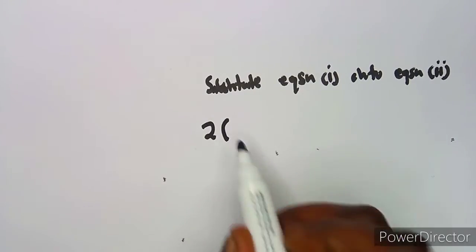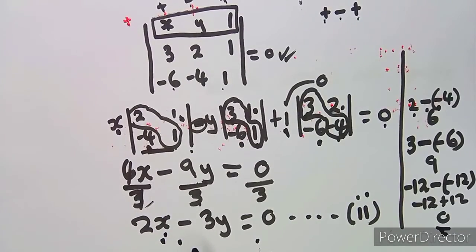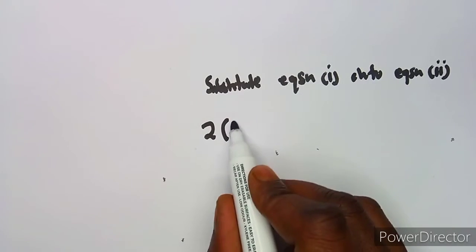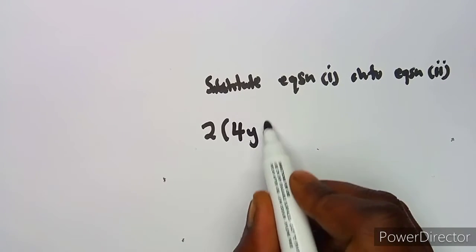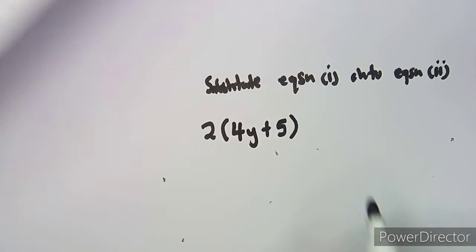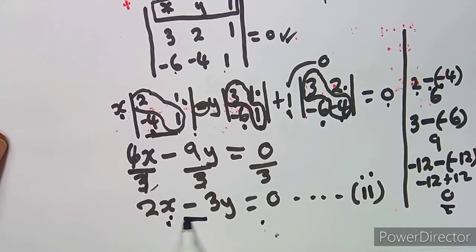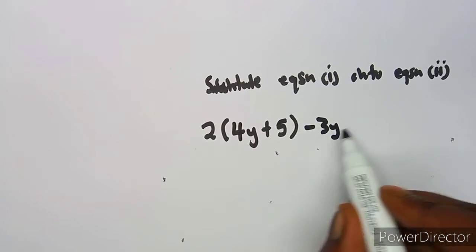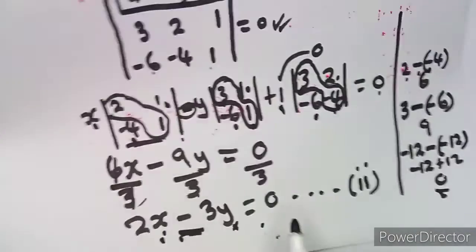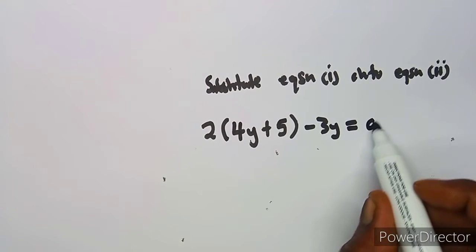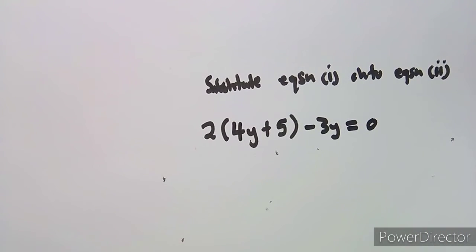So it's going to be 2 into x, which is 4y plus 5. So you substitute that value of x, which is 4y plus 5. But remember, there is minus 3y. So you have to write it as it is because you are substituting where there is x, and this is equal to 0. So in fact, solving equations, there are so many ways of solving equations, guys.